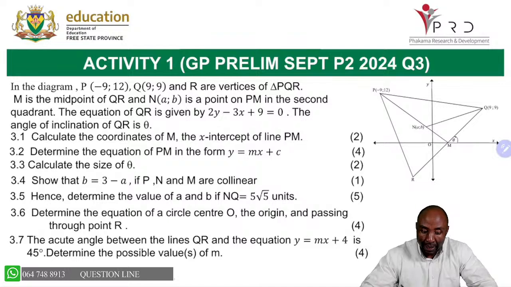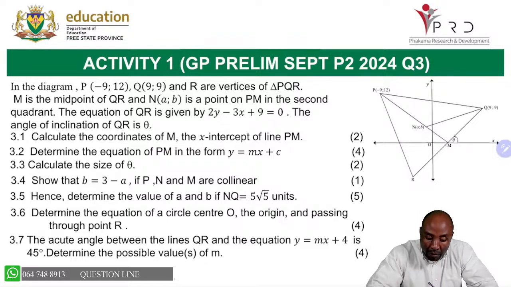We are given the diagram and we are told P, Q, and R are the vertices of triangle PQR. M is the midpoint of QR. N with coordinates A and B is a point on PM in the second quadrant. The equation of QR is given by 2y minus 3x plus 9 is equal to 0. The angle of inclination of QR is given by theta. We have to calculate the coordinates of M, the x-intercept of the line PM.